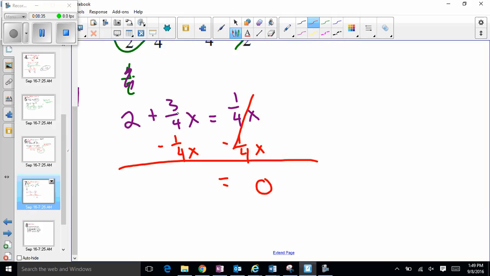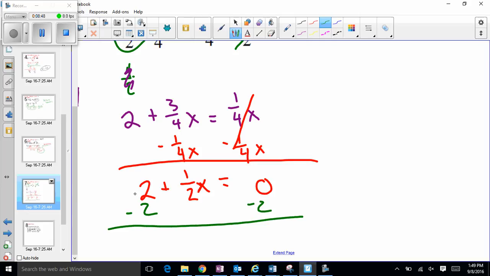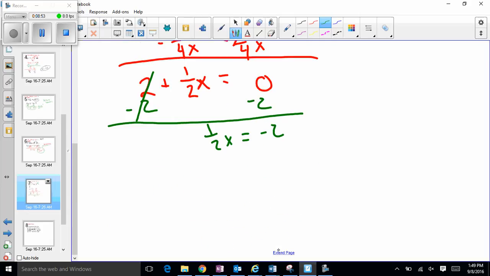And what do we get here? 3/4 minus 1/4. That basically is going to end up being 1/2 x. So 2 plus 1/2 x gives me 0. Well, I've made an extra step for myself, but that's okay. I'm going to subtract 2 on both sides. I get 1/2 x equals -2. Then I'm going to cancel out the 1/2 by multiplying it times the reciprocal, which is 2/1. Once this is canceled out, then I get x is equal to -4.